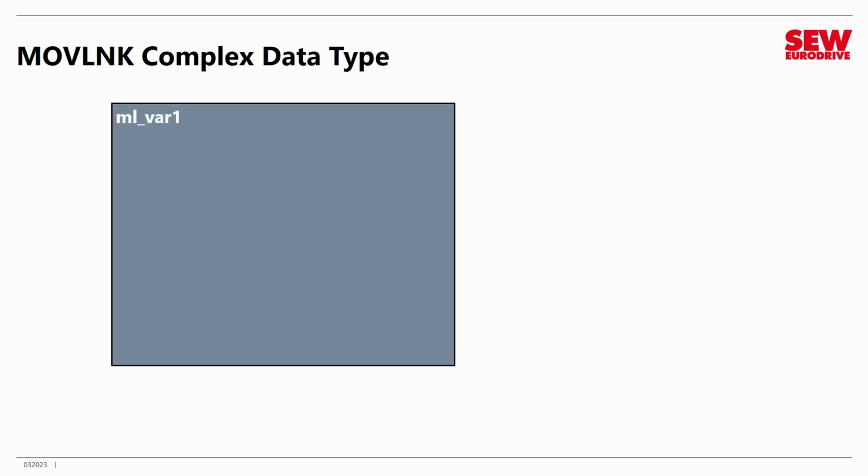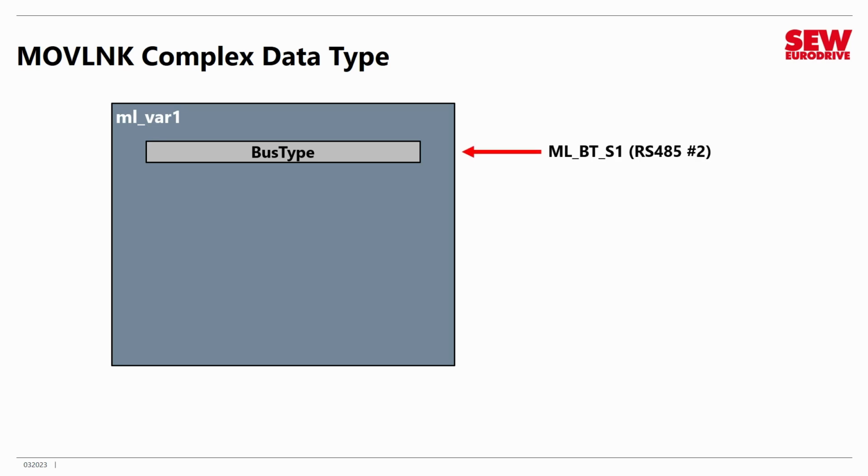So this is a record variable called MLVAR1. It's of the data type MoveLink, and it contains the following variables within it. The first is called bus type, and if you are doing internal communications, you set this to a constant that's already defined in constb.h, which you always include, of course. You pass it the constant MLBTS1, and that says use the RS-485 interface number 2, which is used for internal communications in this case.